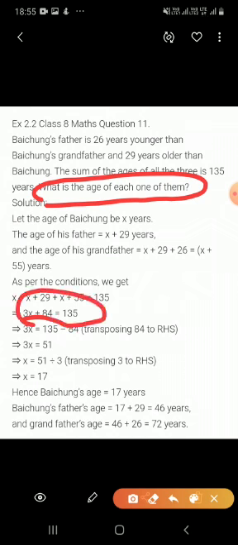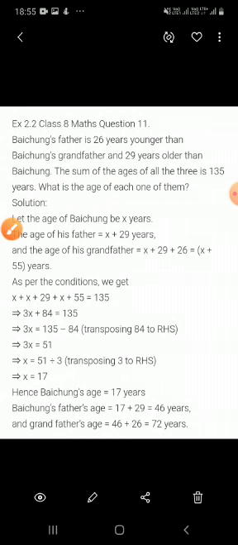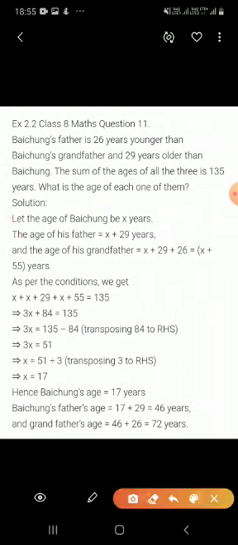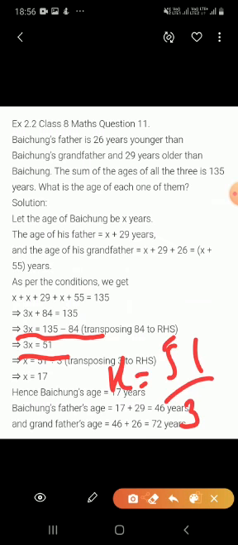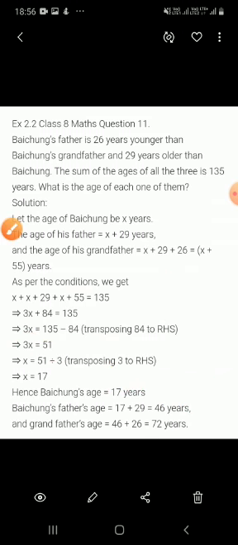So we are coming to the next step. Now 3x, 84 we are shifting to that side, transposition method, plus 84 will become minus 84. So 3x equal to 135 minus 84. Next step, 3x equal to 51. 135 minus 84, that is 51. So in order to find out x, what you will do? x will be equal to 51 upon 3. So on solving, you will get the answer as 17. So x value is coming as 17.